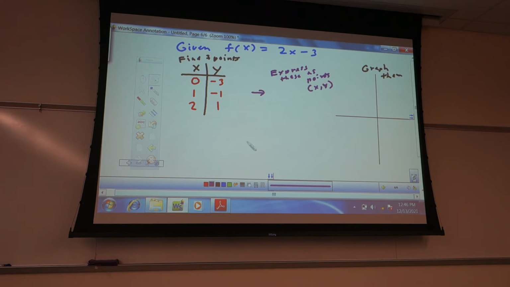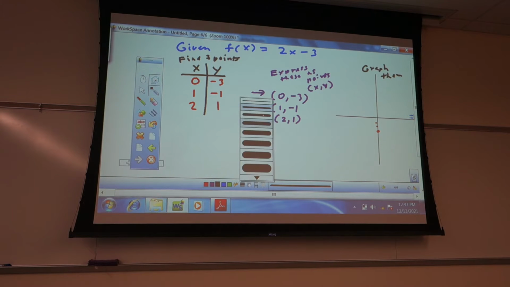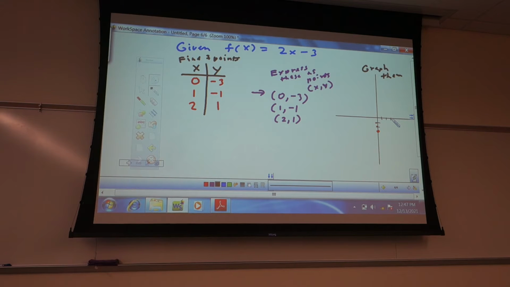All right, so express these as points. You would have written 0 comma negative 3, 1 comma negative 1, and 2 comma 1. Good? And you gotta graph them. So 0 comma negative 3. There's that one. I should probably make some little tick marks here. And then the next point is 1 comma negative 1, and then 2 comma 1.